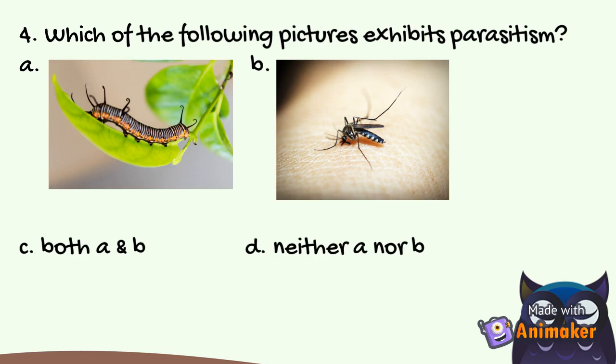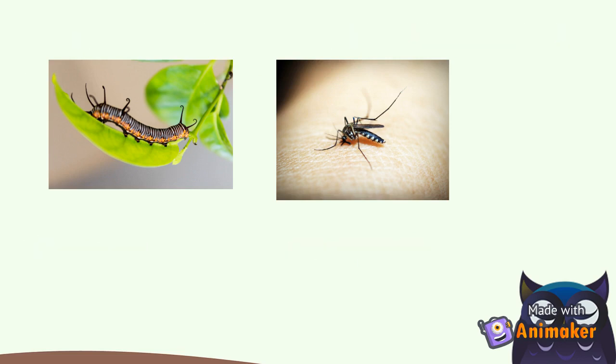Number 4. Which of the following pictures exhibits parasitism? Is it letter A, letter B, or C both A and B, or letter D neither A nor B? The correct answer is letter C both A and B.